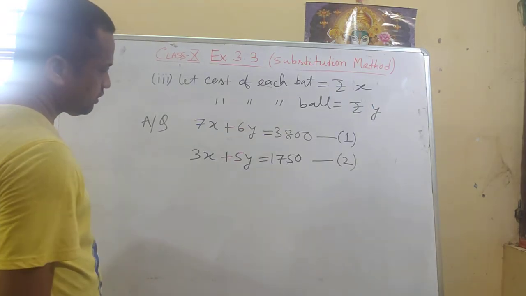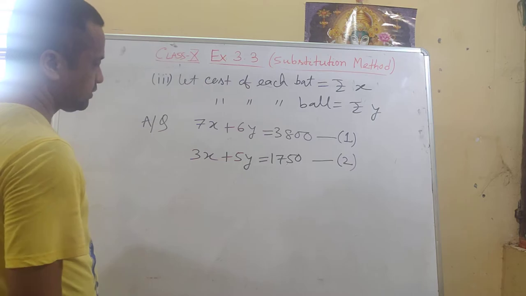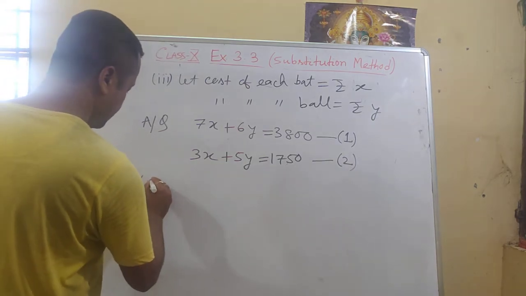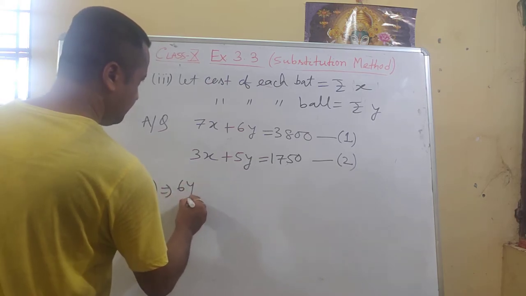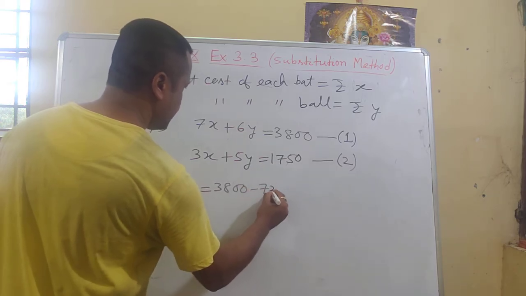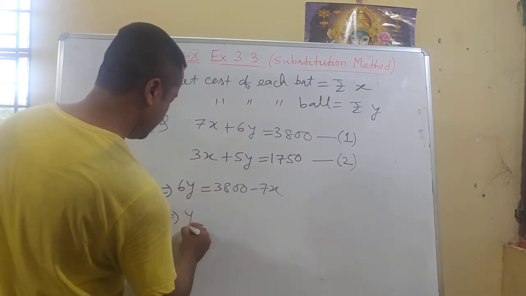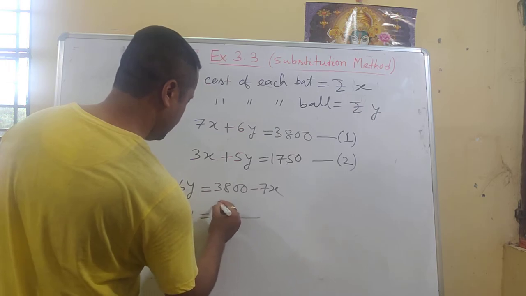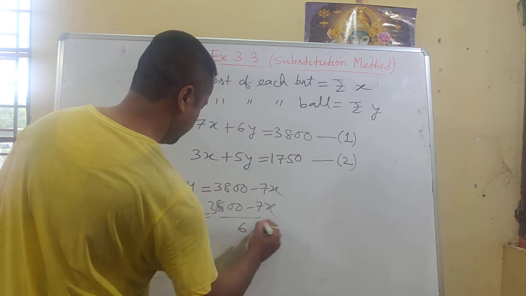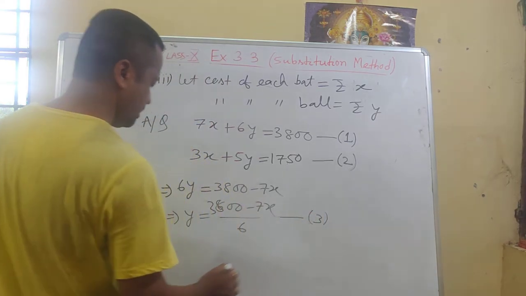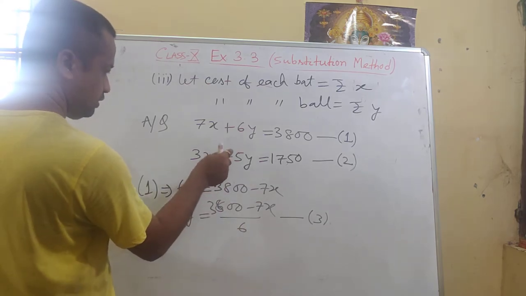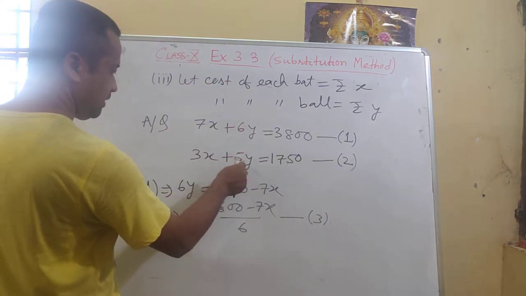So these are the two linear equations, and we can solve them by the substitution method. I will just give one hint on how to solve. From 1, 6y is equal to 3800 minus 7x, which implies y is equal to (3800 minus 7x) by 6. It is equation number 3. Now put this y is equal to (3800 minus 7x) by 6 in equation number 2. That is 3x plus 5 into this.